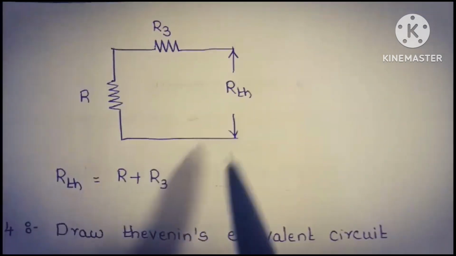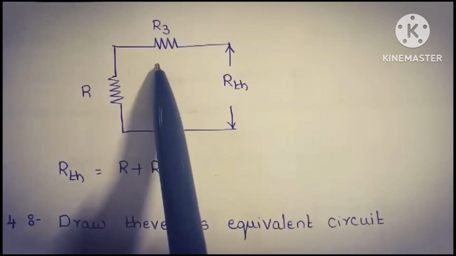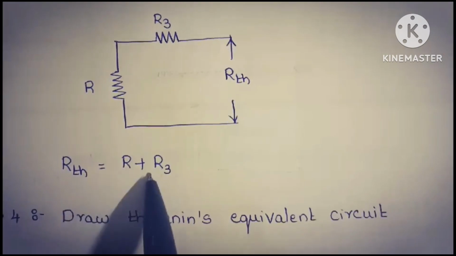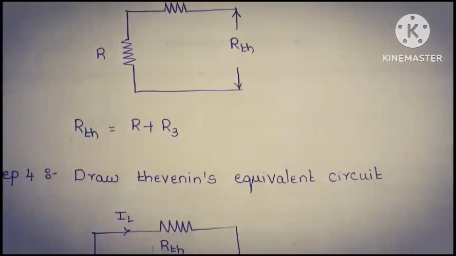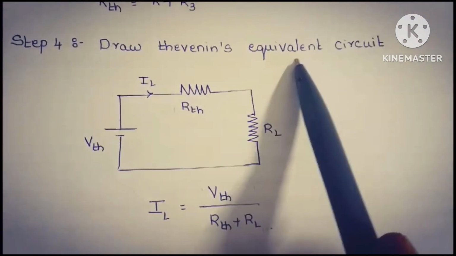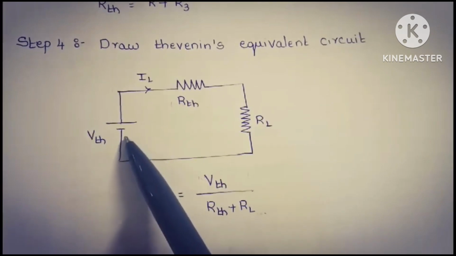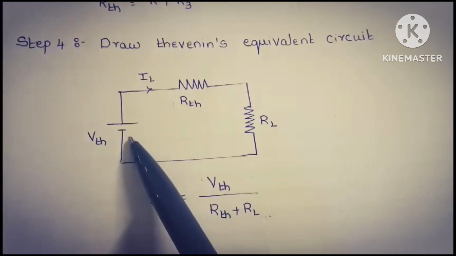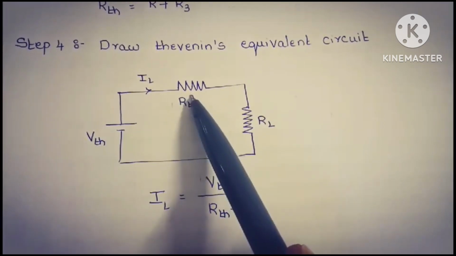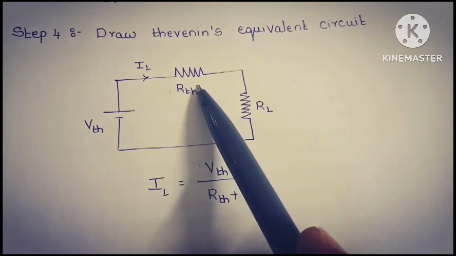After calculating R, the circuit reduces to R in series with R3. As these two are connected in series, the total resistance RTH is equal to R plus R3. The final step is to draw the Thevenin's equivalent circuit. The Thevenin's equivalent circuit consists of a single voltage source in series with a single resistor, that is VTH connected in series with RTH. This forms the Thevenin's equivalent circuit.